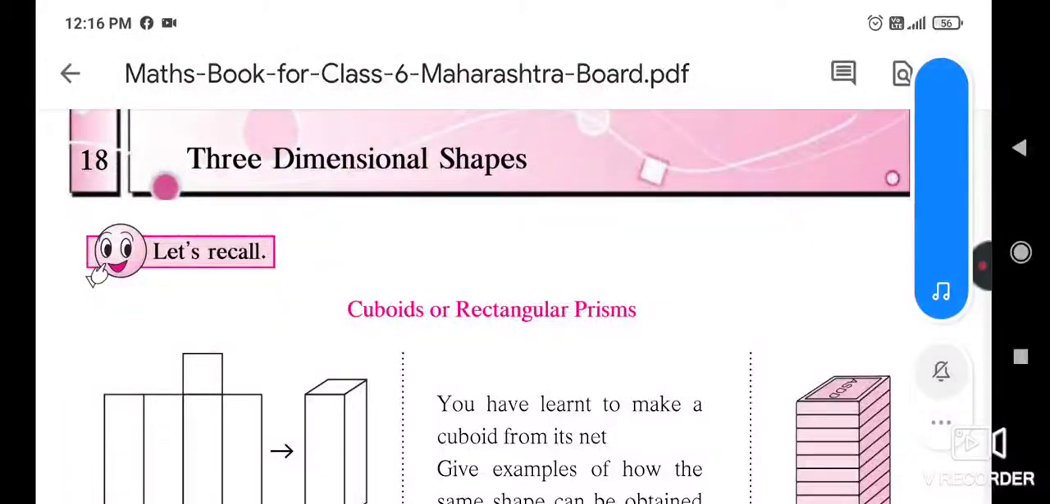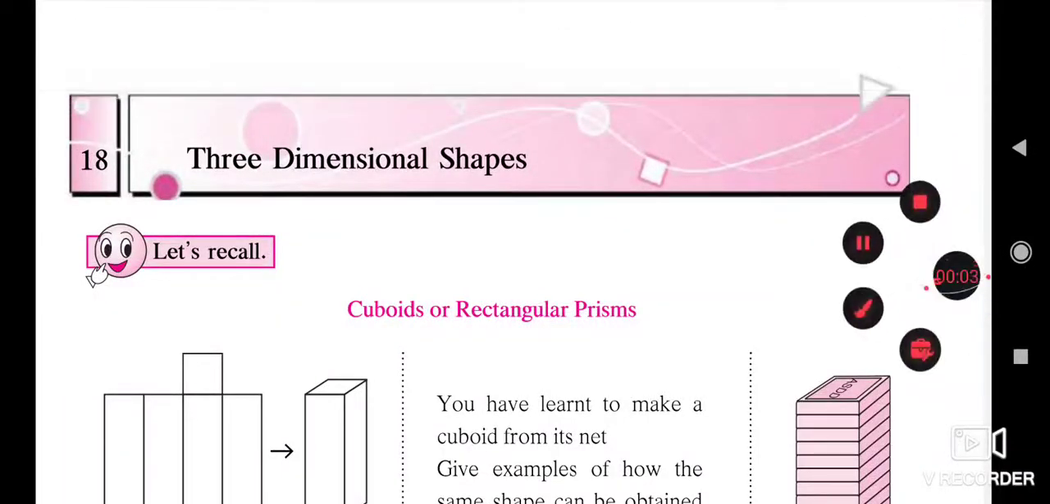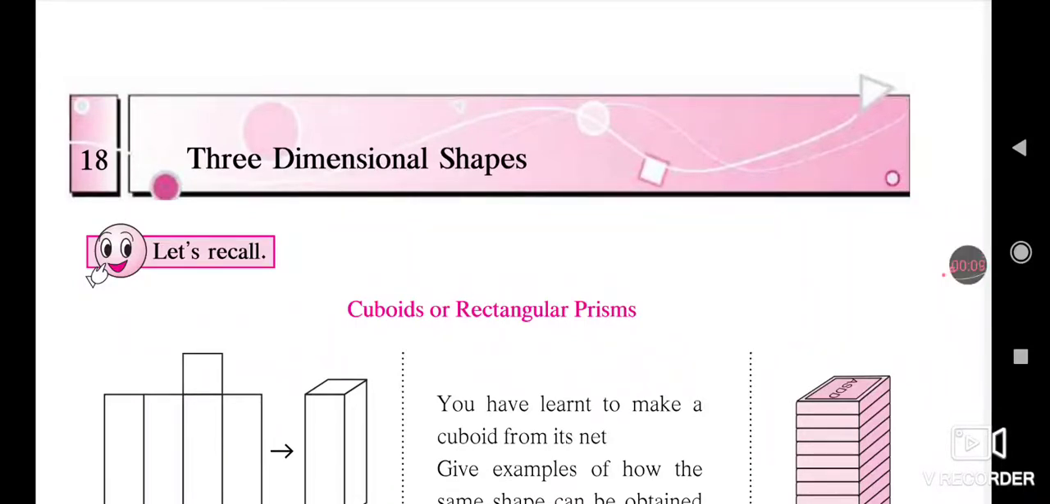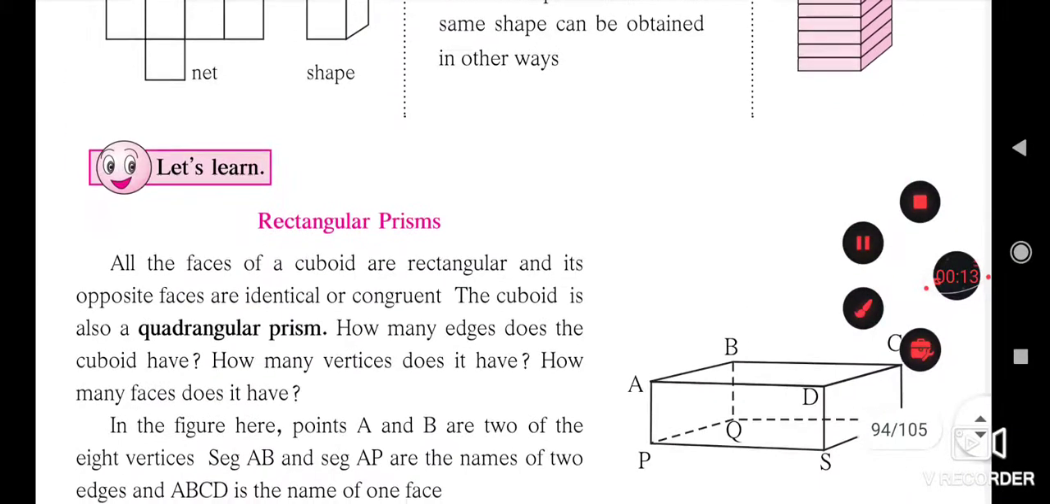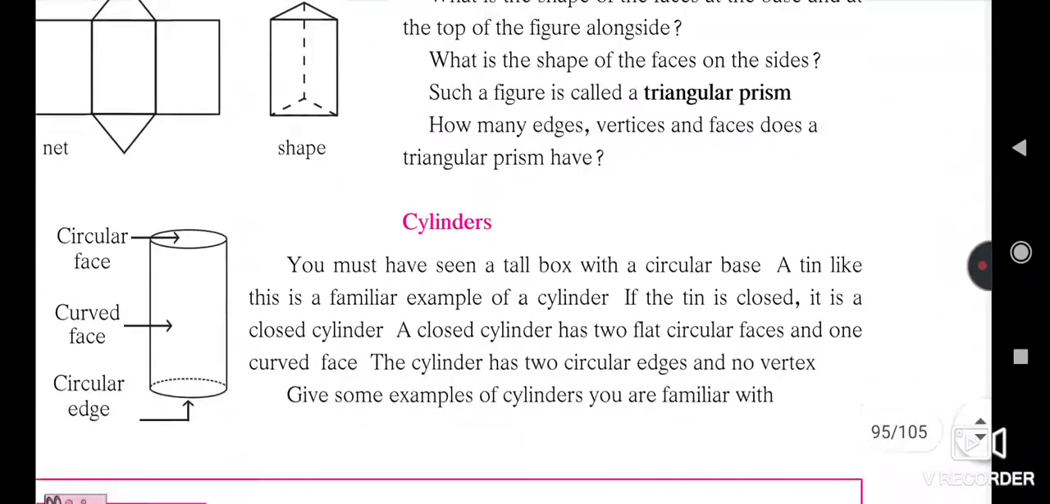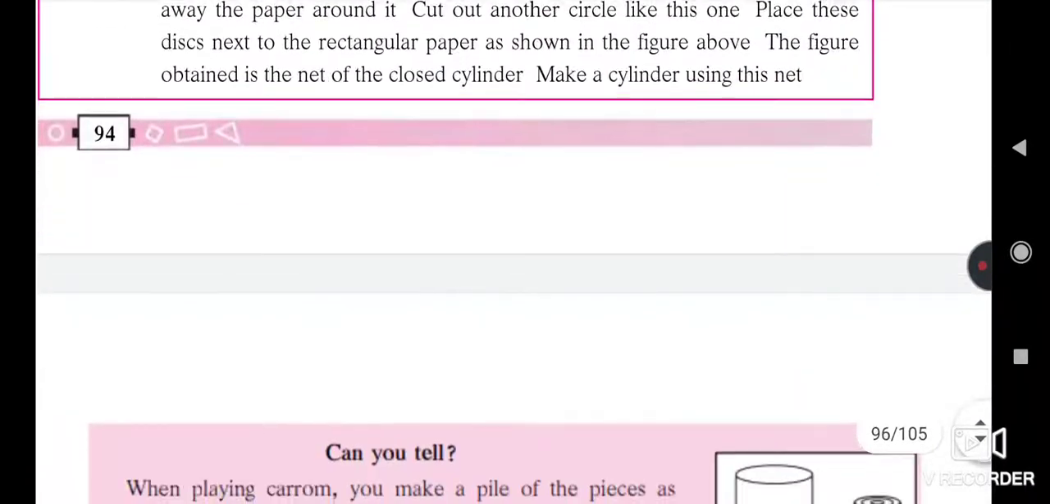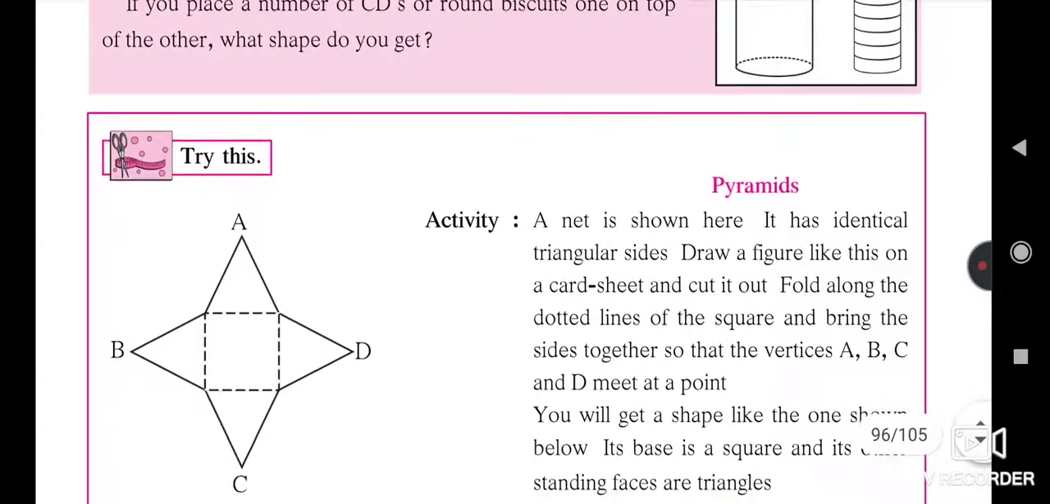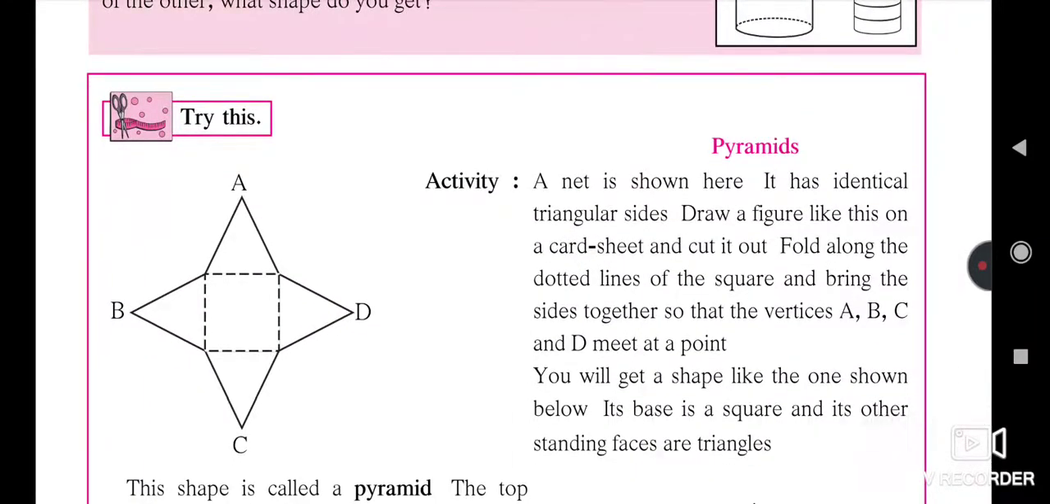Hello students, today we will see the last part of this lesson, that is three-dimensional shapes, and it is also the last part of our syllabus. Under this three-dimensional shape topic, we saw how to prepare the rectangular prism, cube and triangular prism. I also showed you the cylinder.